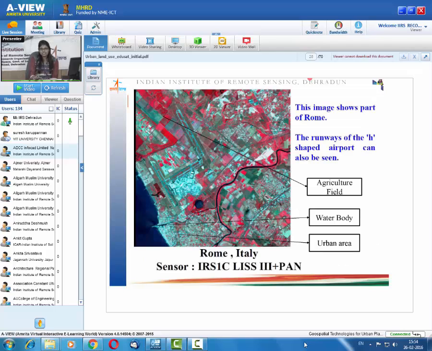Let us look at this image. This image of Rome, Italy, is a Landsat 8 plus pan fused image. You can see the agricultural field. How have we analyzed that this is an agricultural field? Because of the pattern of the agriculture field, proper rectangular patches. The water bodies are in blue color. The urban area is governed by cyan color.